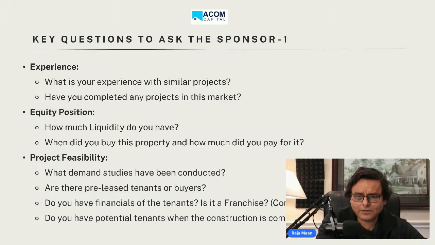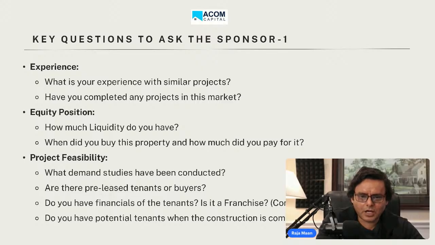Equity position, how much liquidity do you have? So that's a tricky thing. Liquidity is sometimes not equity position. Liquidity, we ask for equity and interest reserve or surplus money sitting in your account. Most lenders want you to have liquidity sitting on the side during the project, because if the project is running out of money, you have to have some sort of money. Usually they ask for 5% of the total loan amount. The 5% you have to have in your pocket.